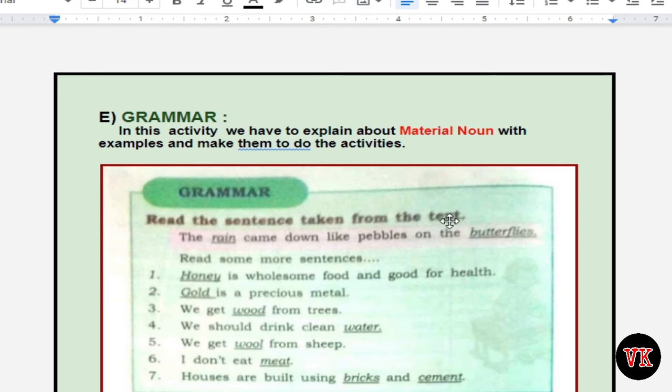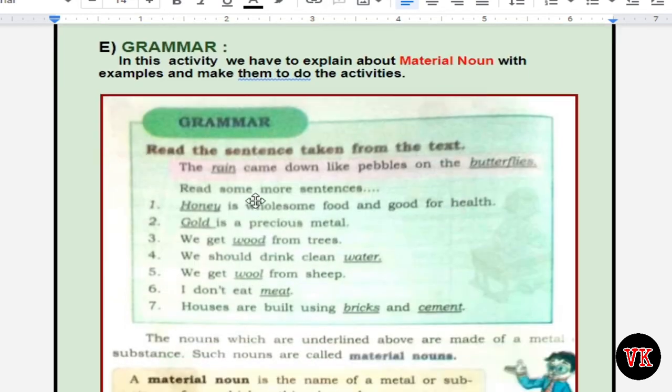Read some more sentences. Honey is wholesome food and good for health. Gold is a precious metal. We get wood from trees. We should drink clean water. We get wool from sheep. I don't eat meat. Houses are built using bricks and cement.